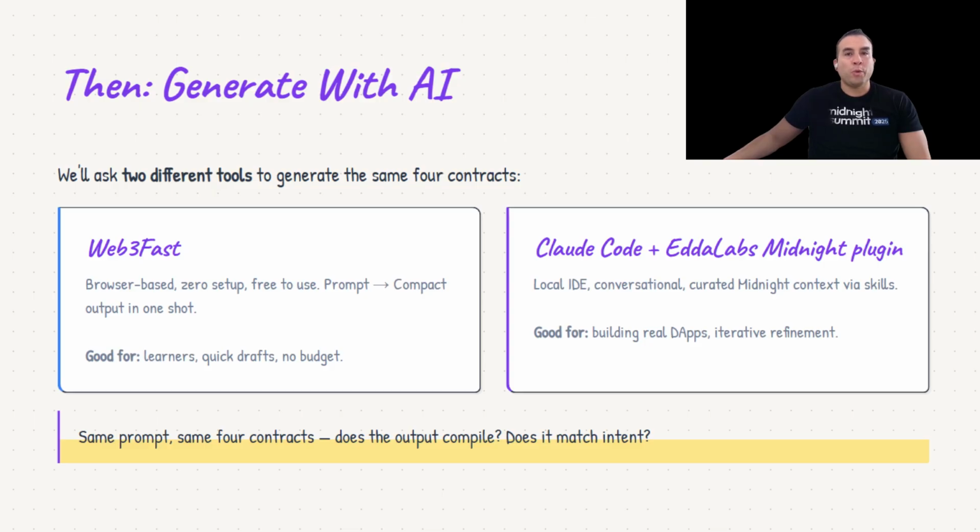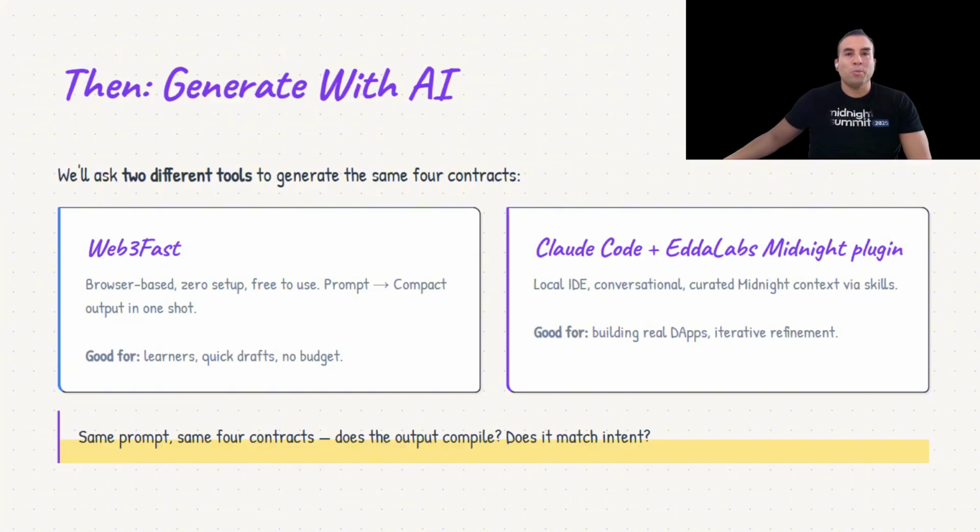Once you can read Compact, writing it by hand isn't the only option anymore. We are going to ask 2 AI tools to generate the same 4 contracts. Web3 Fast is a free website. You type, it spits out Compact. 0 install, no account needed. Anyone can use it right now.